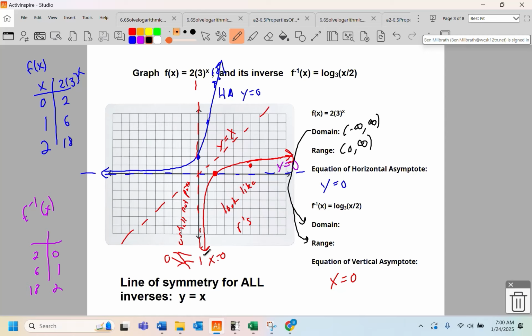Because if we look at the range of the logarithm, it rises from negative infinity to positive infinity. And then we look at our range and domain swapping. This guy cannot move past the 0 to the left, so it's 0 to infinity. All right, there's one of them.